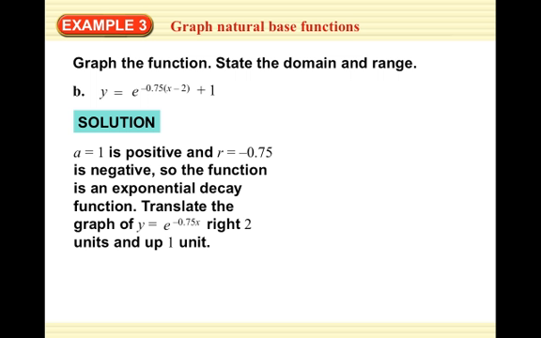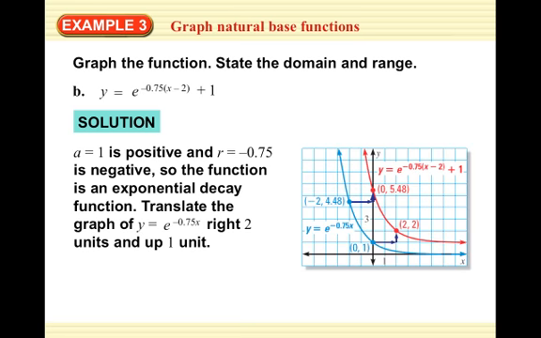All right, just like before, we're going to graph the function without the translation first, and then we'll look at this and go, okay, it's x minus 2, so that's 2 units to the right plus 1 unit up. So A is 1, and that's positive. R is negative 0.75, like I said, so the function is exponential decay. And then we will sketch a graph of y equals e to the negative 0.75x, and then we'll just translate it 2 units right and 1 unit up.